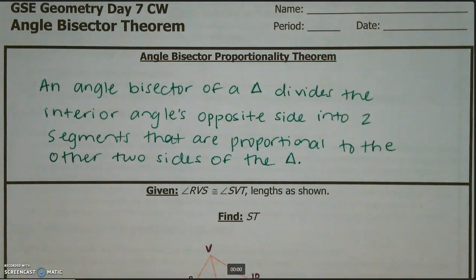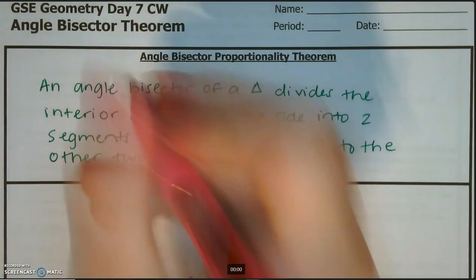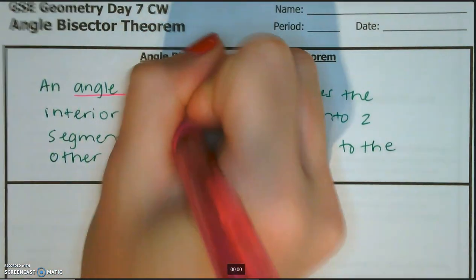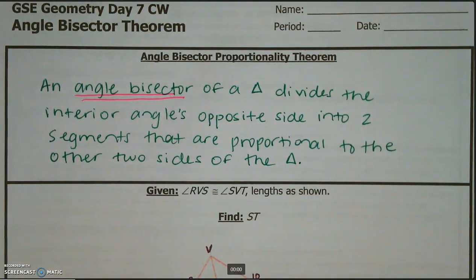One key word inside of this that I want to point out is that there has to be an angle bisector present. If there's not an angle bisector present, then this theorem does not apply. So you don't want to apply it to situations where there is not an angle bisector present. I'm going to wait just about 10 more seconds for people to wrap this up, and I'll show you what I mean in the example below.